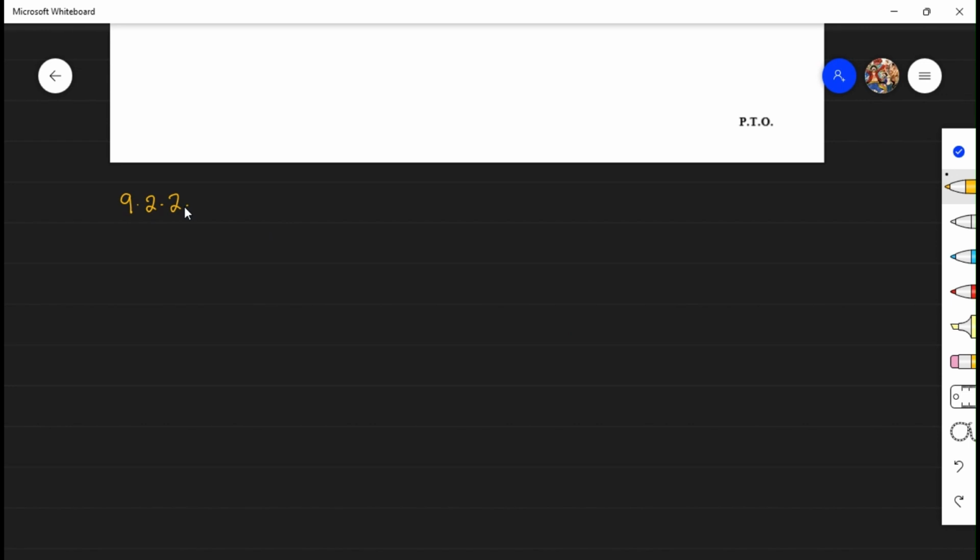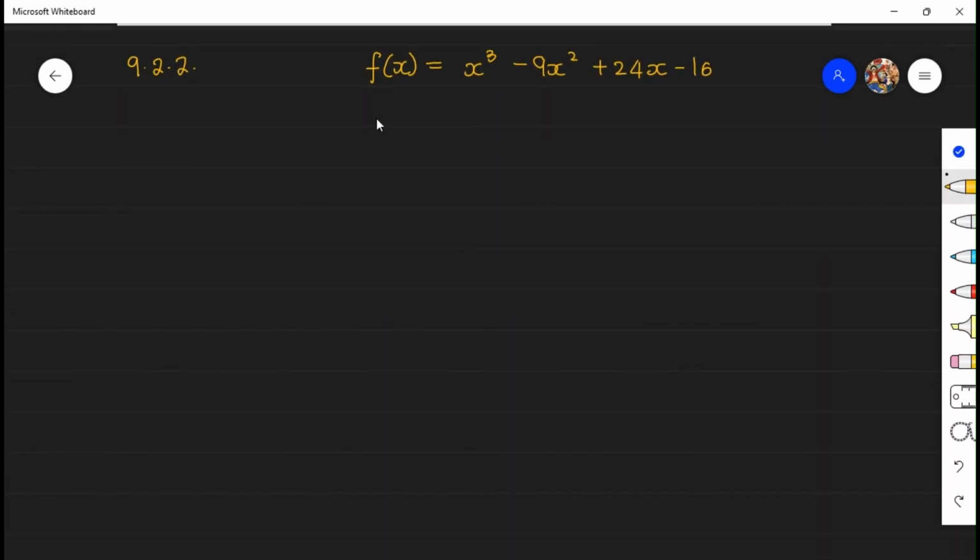So let's do this. We need to find the stationary point b. Our function is f of x equals x cubed minus 9x squared plus 24x minus 16. So as I've mentioned earlier, step 1 is to derive. So that becomes 3x squared minus 18x plus 24. That is the first derivative of x. Next, we need to equate to 0. But why do we equate to 0? The reason being is that the gradient at the stationary point is 0.